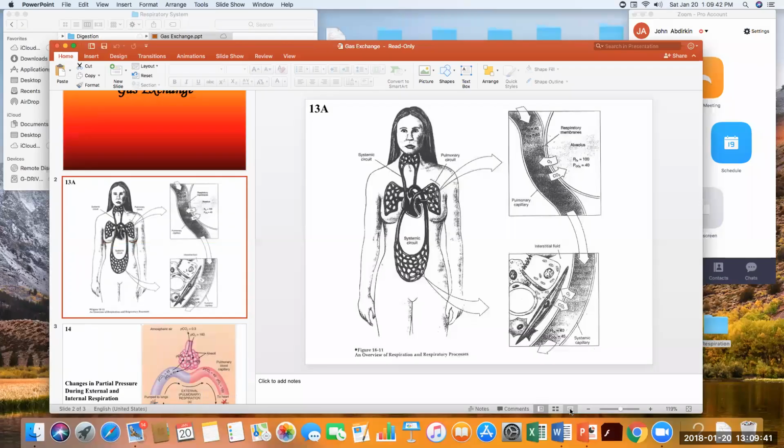Okay, we'd like to talk about gas transport now, and we'll take a short break first, and then we'll go back into gas transport.